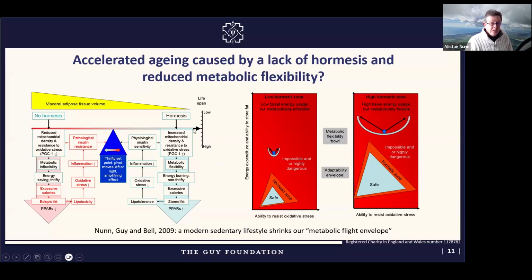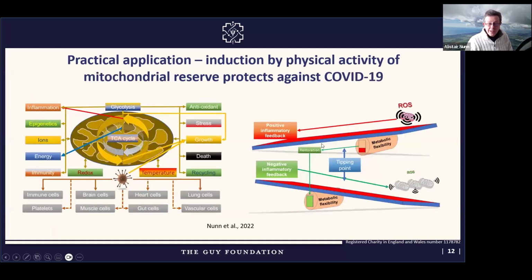What we know is as soon as you start to exercise, in particular, your visceral adipose tissue volume drops very quickly. So your body adapts quite quickly to this. But the key thing here is that exercising seems to increase your metabolic flight envelope, in a sense, your metabolic flexibility. You become more able to resist things. In particular, for instance, if you have to suddenly run or resist, say, a virus.